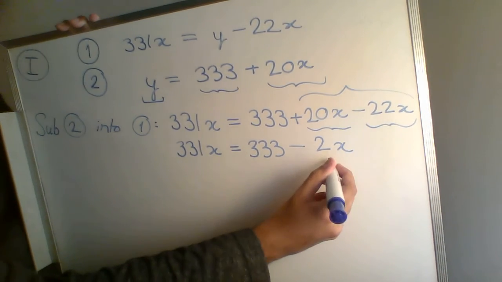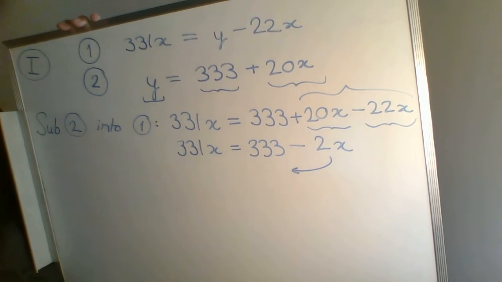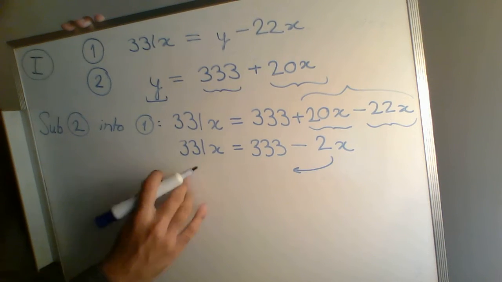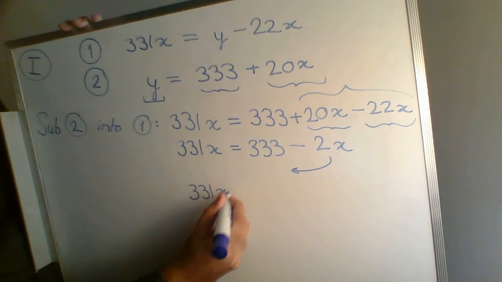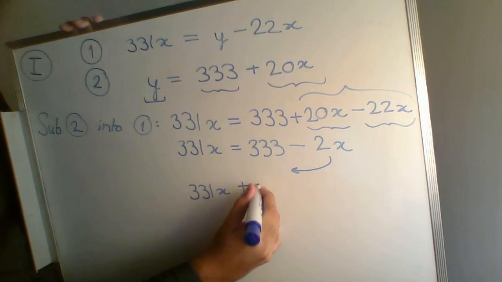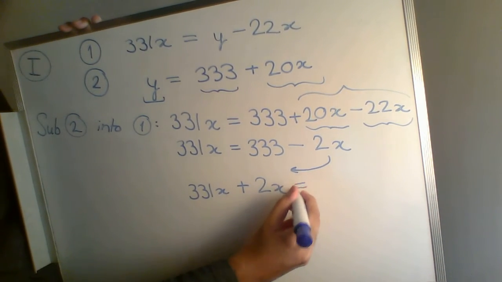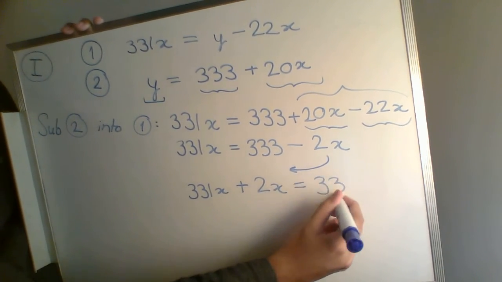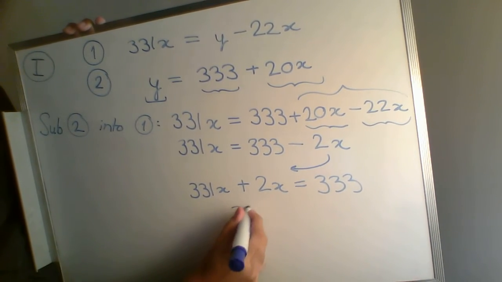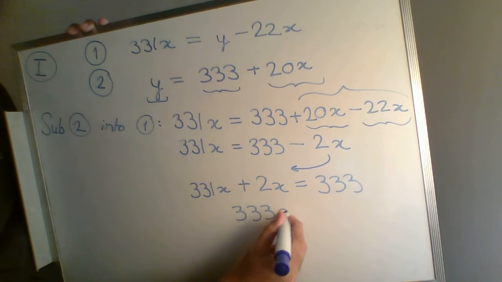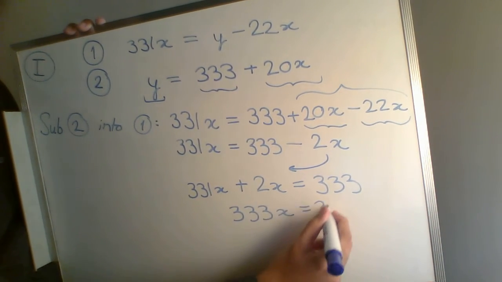Now we can bring this minus 2x over to the left side and add it on to this 331. So we end up with 331x plus 2x is equal to 333. Obviously, doing this addition, we get that 333x is equal to 333.